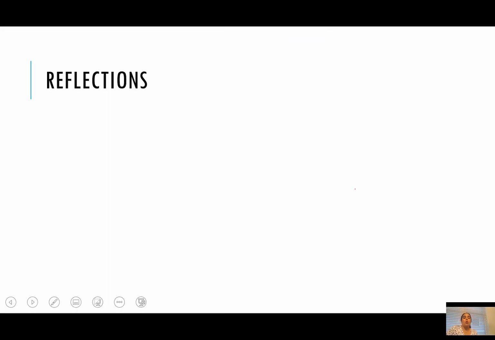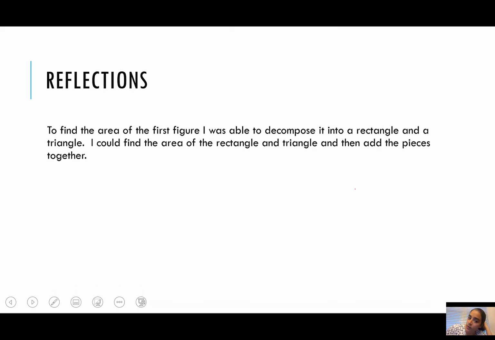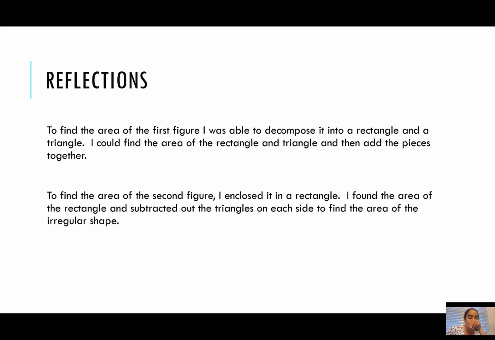Okay? So, what did we learn today? Here are some reflections. To find the area of the first figure, I was able to decompose it into a rectangle and a triangle. I could find the area of the rectangle and triangle and then add the pieces together. To find the area of the second figure, I enclosed it in a rectangle. I found the area of the rectangle and subtracted out the triangles on each side to find the area of the irregular shape, which happened to be a triangle.